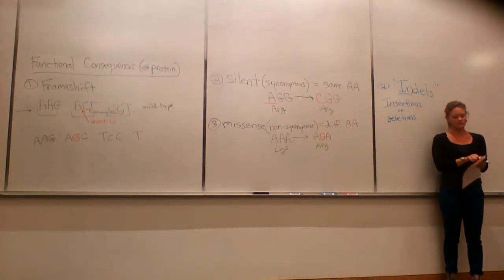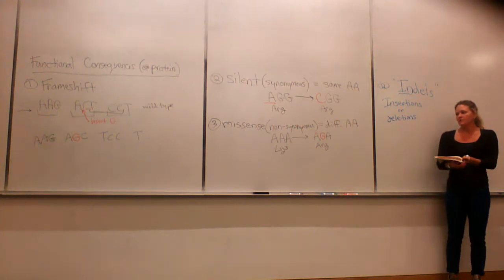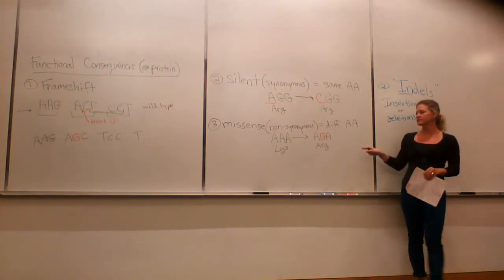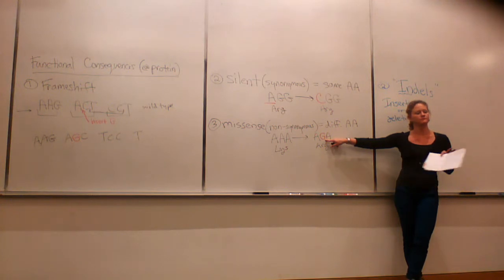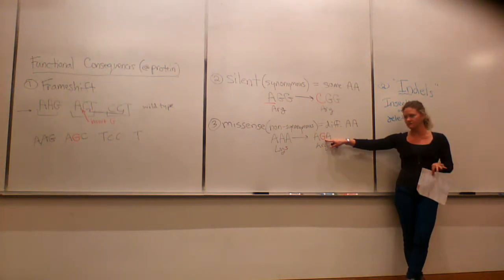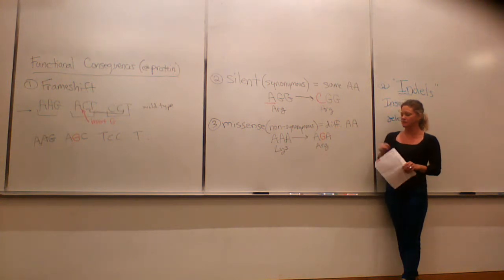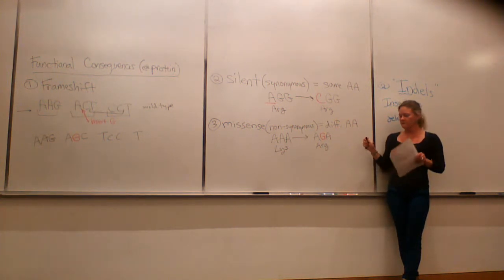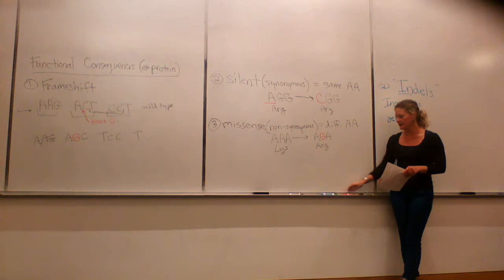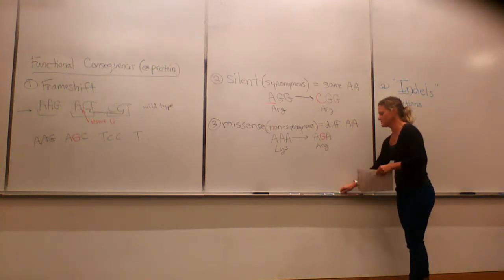So now we have a whole completely different amino acid. We changed from an A to a G, so it's a type of transition, right? Not a transversion. Because you went purine to purine. The thing about missense is this can have varying degrees of a consequence too, okay?